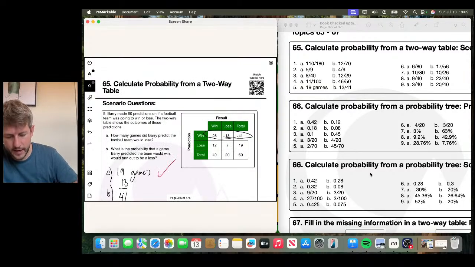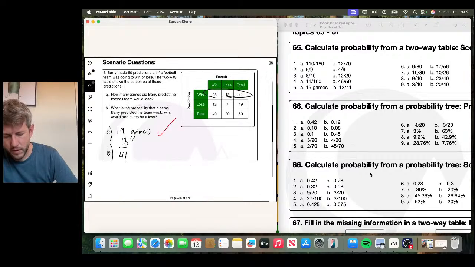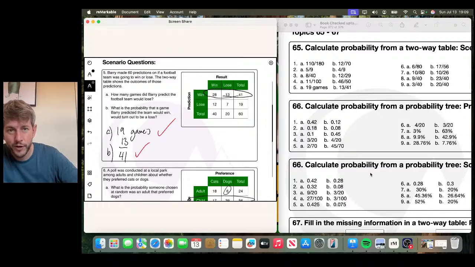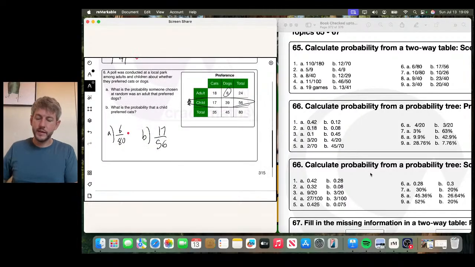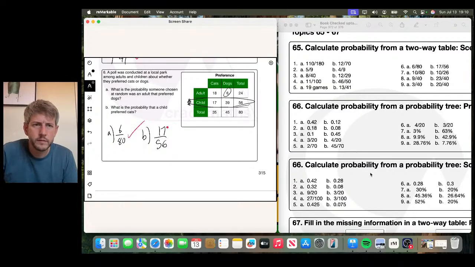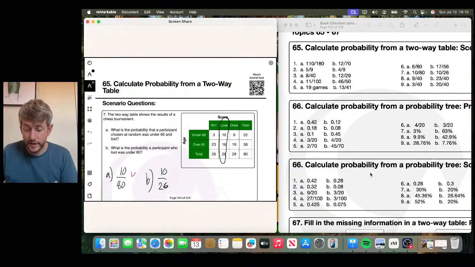19 games, yeah. 13 out of 41, yeah. 6 out of 80, yeah. 17 out of 56. 10 out of 80. 10 out of 26.